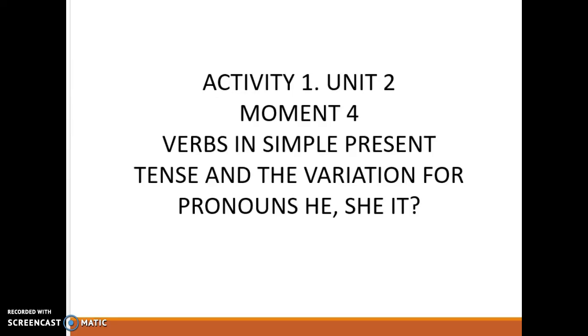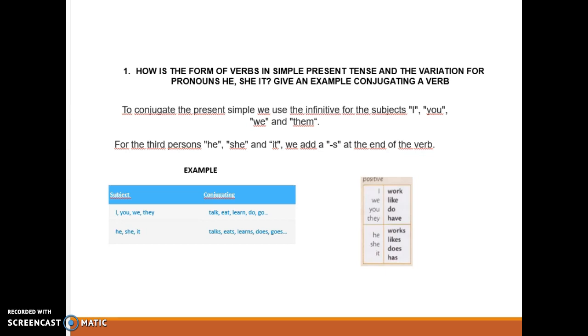Activity 1, Unit 2, Moment 4. Verbs in simple present tense and the variation for pronouns he, she, it. Number 1. How is the form of verbs in simple present tense and the variation for pronouns he, she, it?